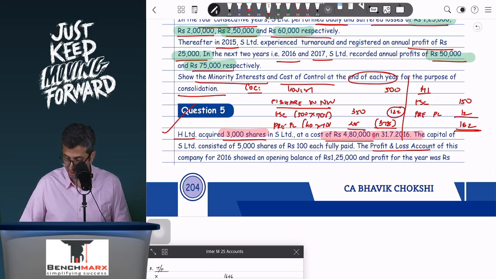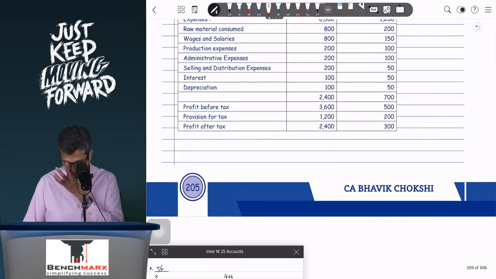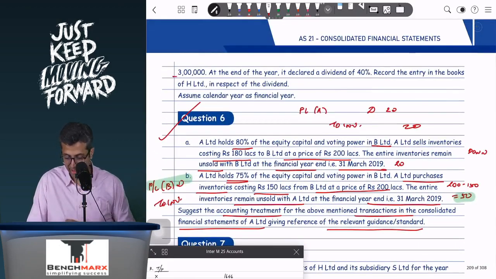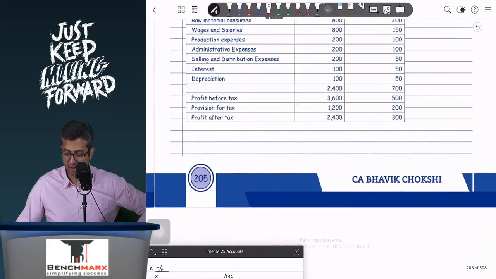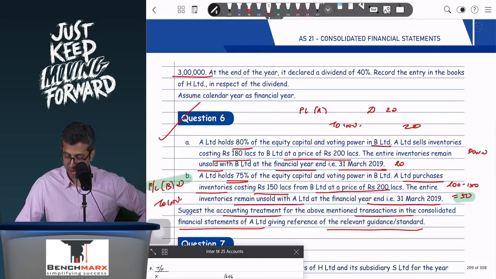The profit and loss account of this company for the year 2016 showed an opening balance of 125, and profit for the year was rupees 3 lakhs. What was the opening balance? 1,25,000. Profit for the year was rupees 3 lakhs. So if I go to see on a totality basis, I will have 125 plus 3 lakhs.